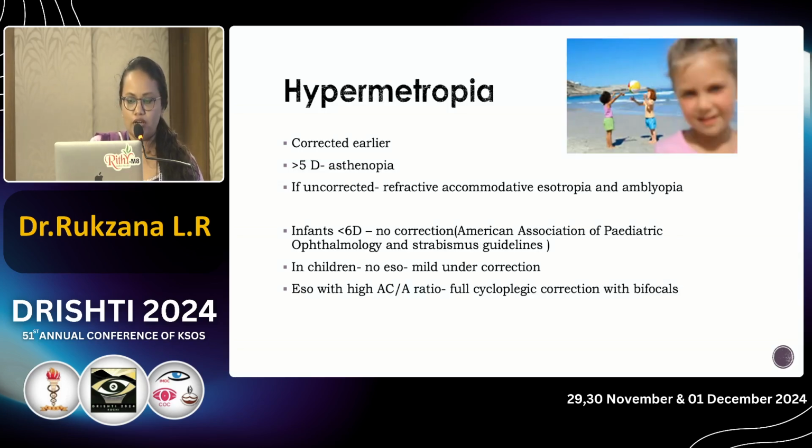Then each refractive error per se. Hypermetropia should be corrected earlier. With more than 5 diopters, usually the child can present with asthenopia. If uncorrected, refractive accommodative ESO and amblyopia can develop. In infants with less than 6 diopters, usually no correction is given according to the American Association of Pediatric Ophthalmology and Strabismus guidelines. In children with no ESO, mild undercorrection can be given. ESO with high AC/A ratio, full cycloplegic correction with bifocals is mandatory.